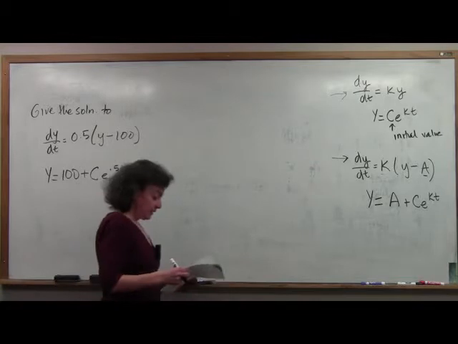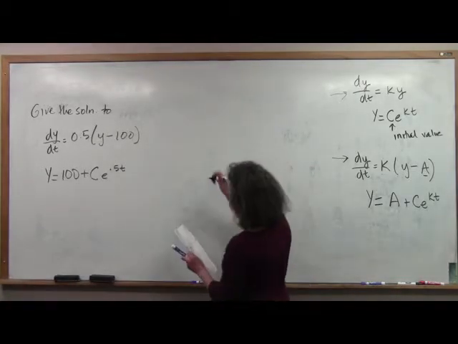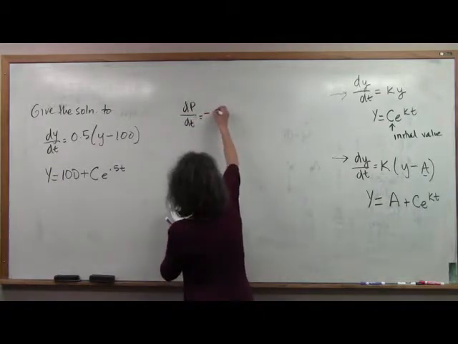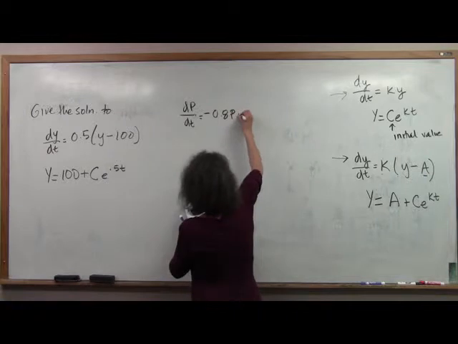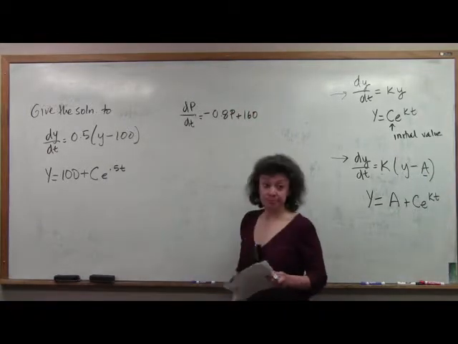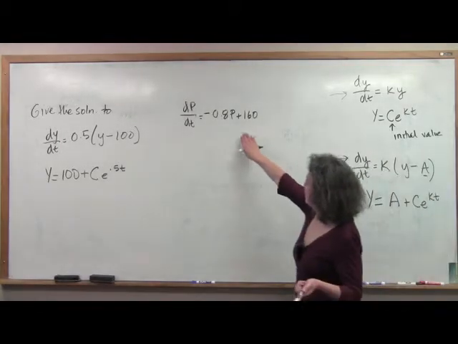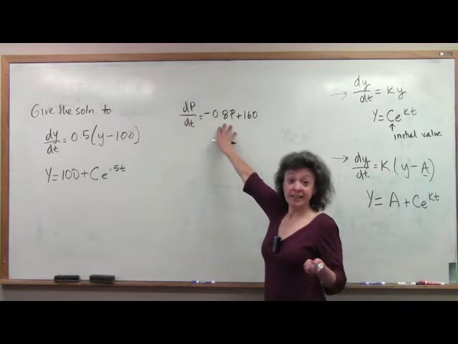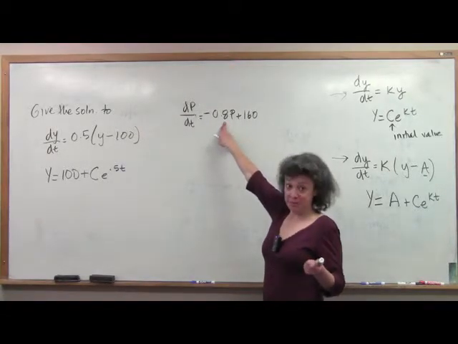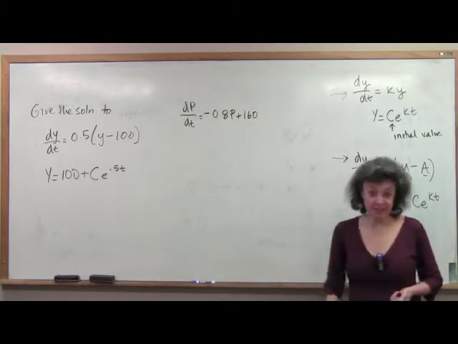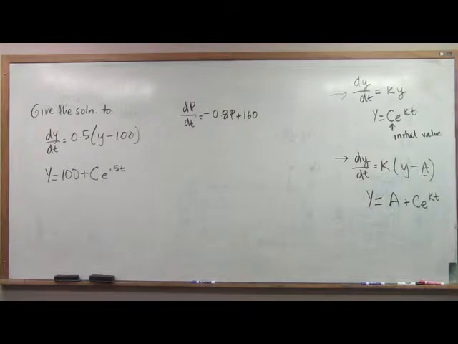Okay? Now let's give the solution to this guy. What if now I tell you dp/dt is negative 0.8p plus 160? So this one would have been given to us in so many words that it's decaying at a continuous rate of 80%, and it's increasing at a constant rate of 160. Okay? Now, I claim we're in this form. We just have to do a little bit of algebra to get it written this way.